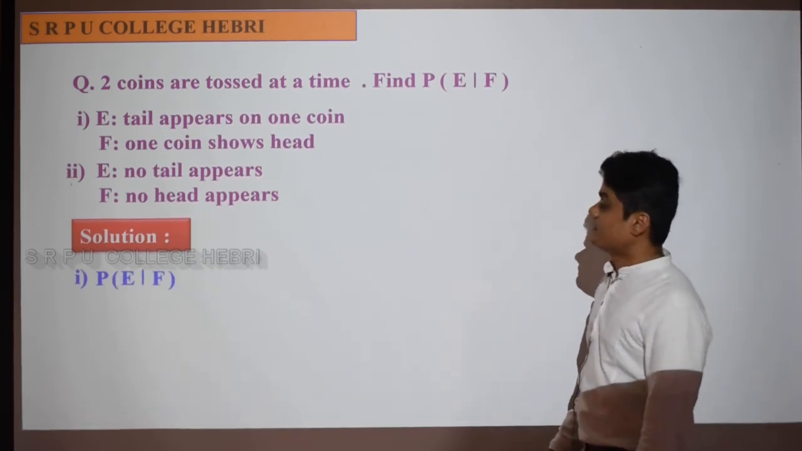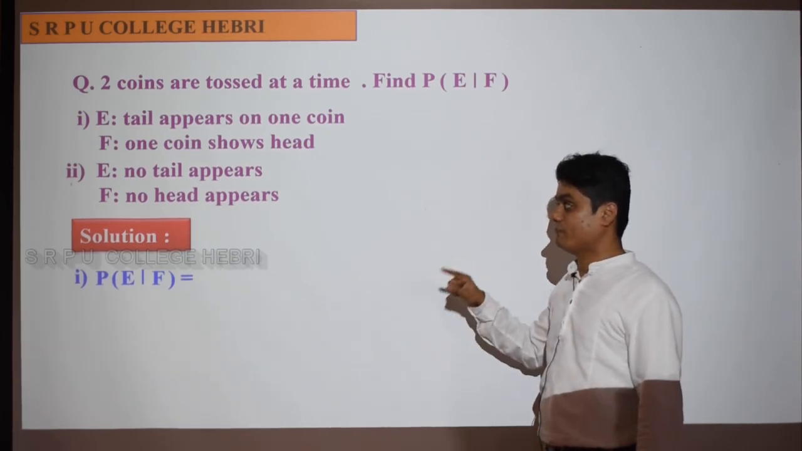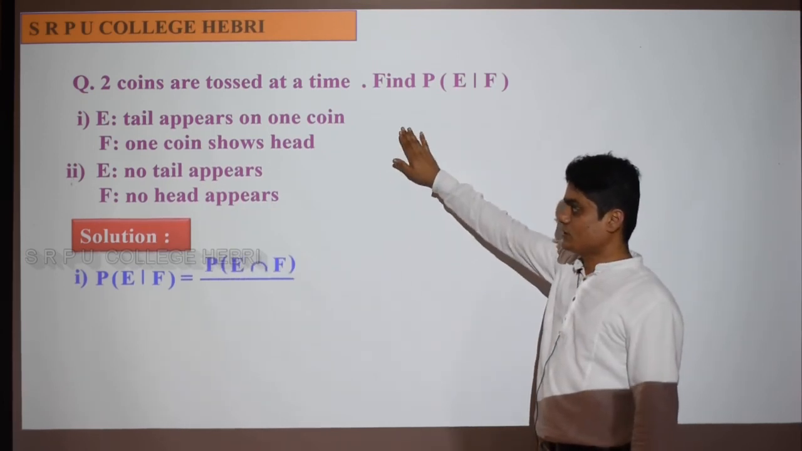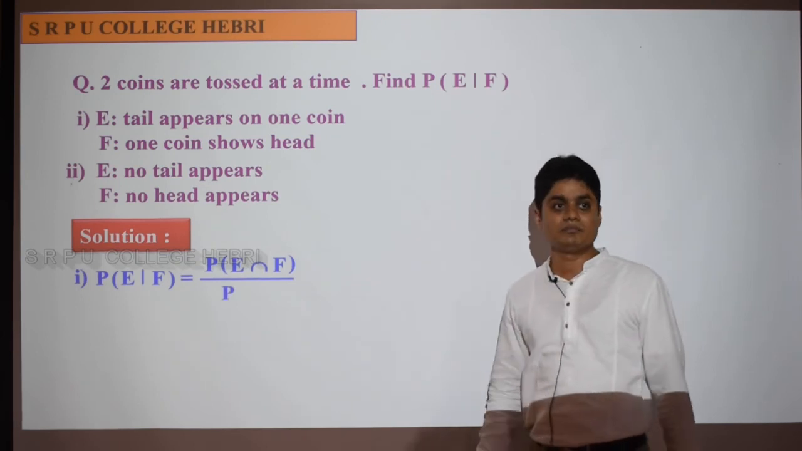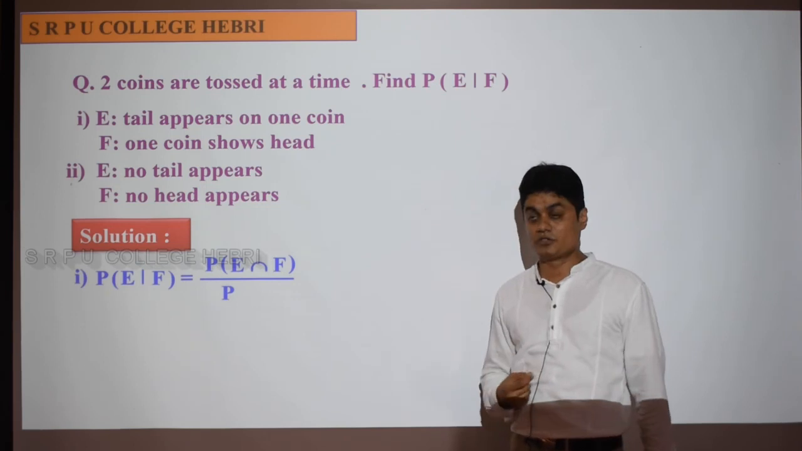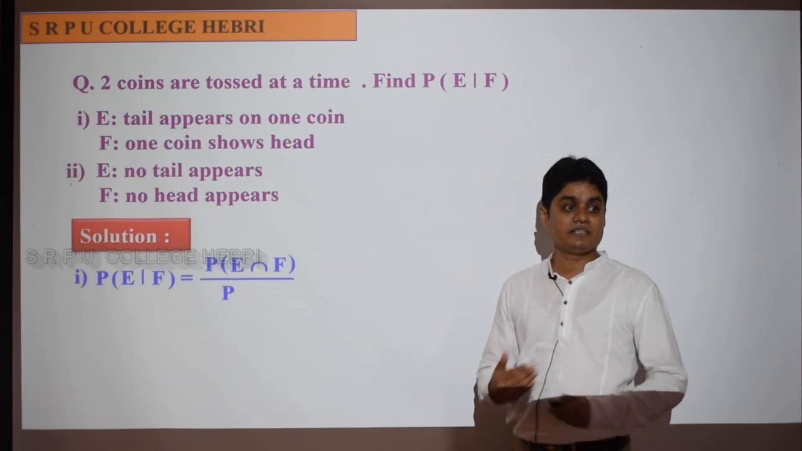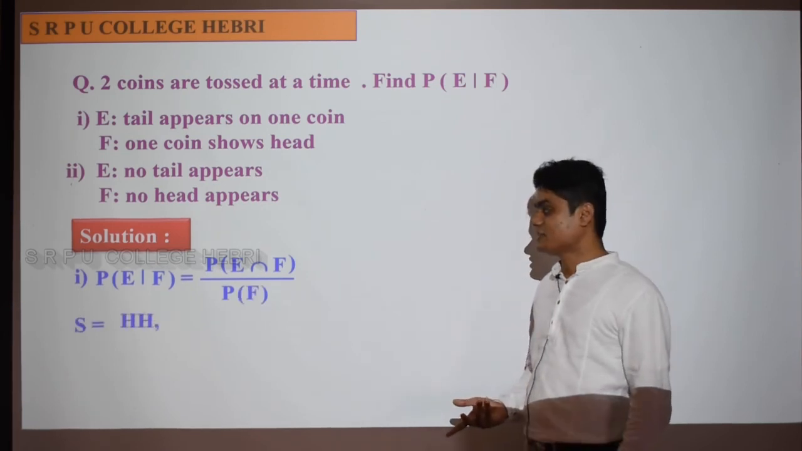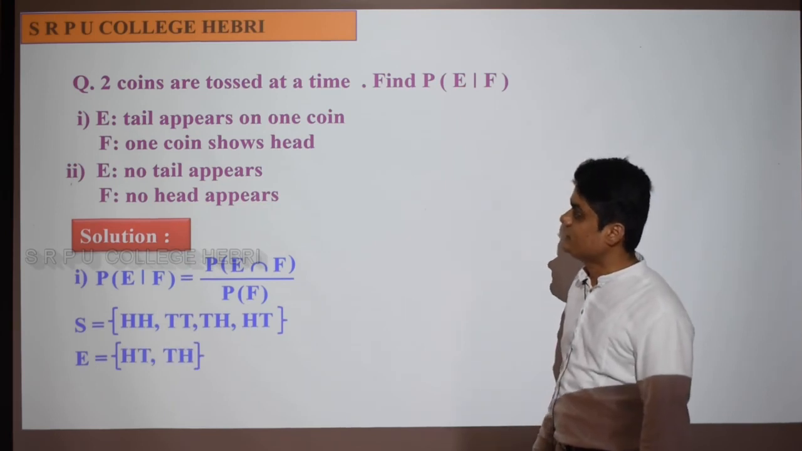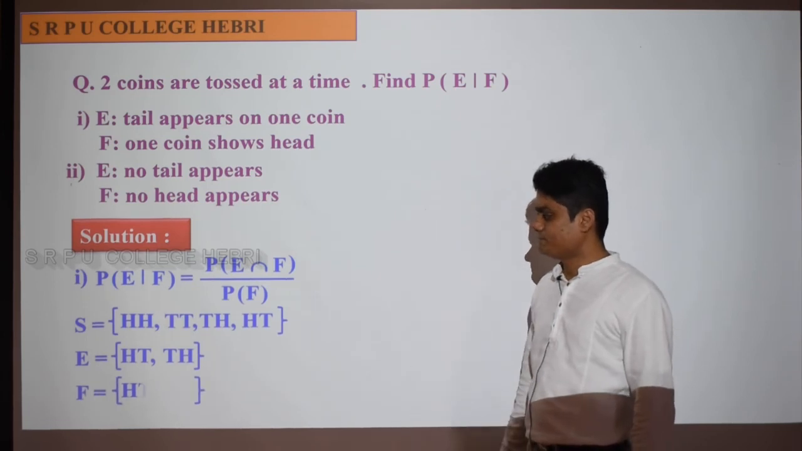Okay, so probability of E bar F. E is tail appears on one coin, F is one coin shows head. Okay, simple. E intersection F: tail appears on one coin, one coin shows head. What is the number of favorable outcomes for E intersection F? What is a favorable outcome? One coin shows tail, another coin shows head. What is the intersection part? See, the outcomes are HH, TT, HT, TH. Tail appears on one coin: HT, TH are possible.